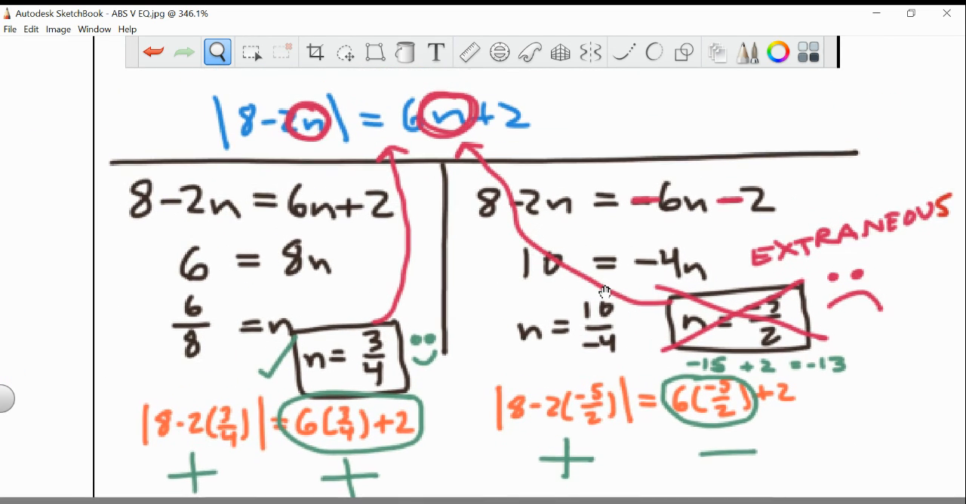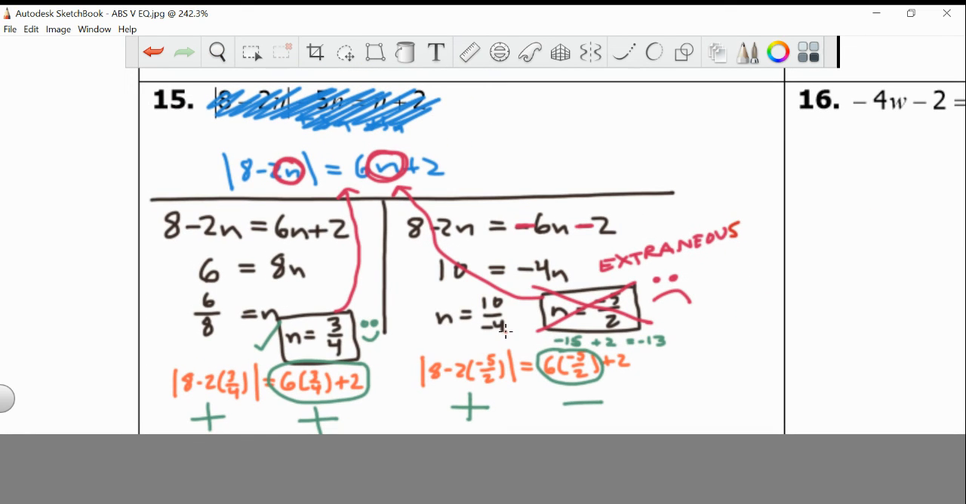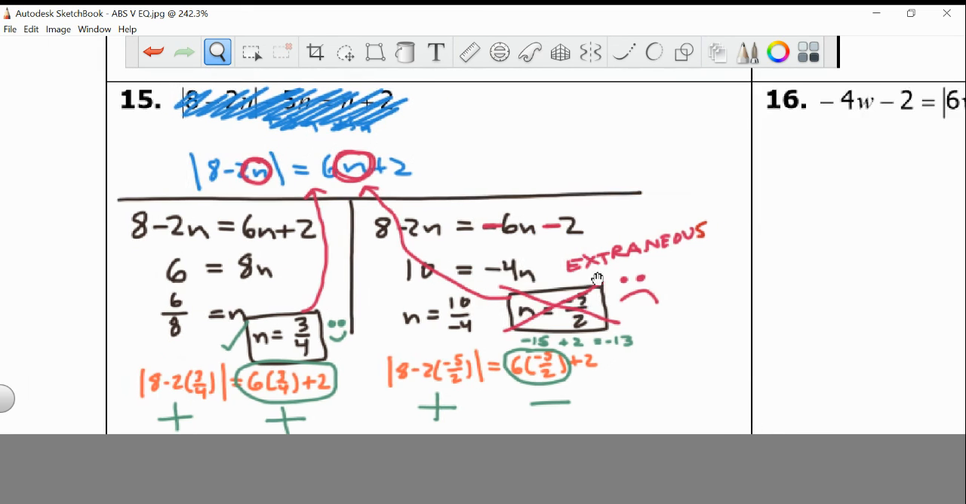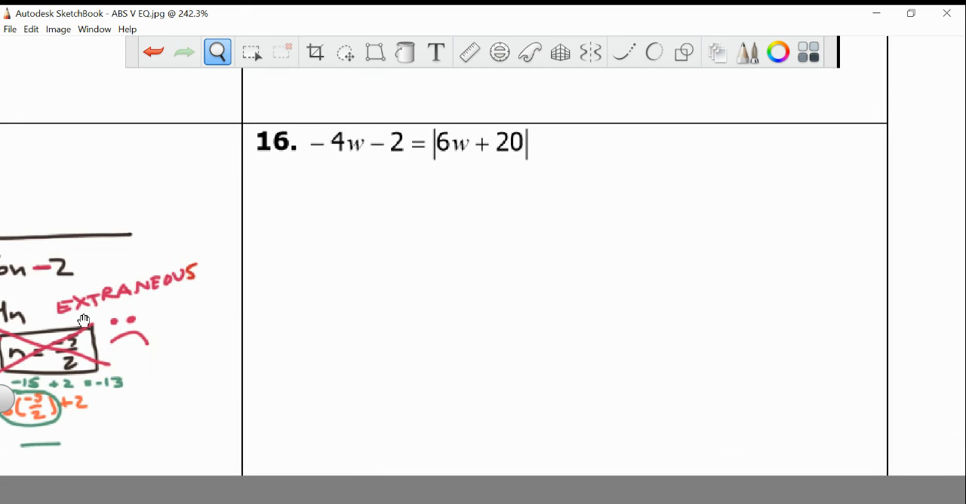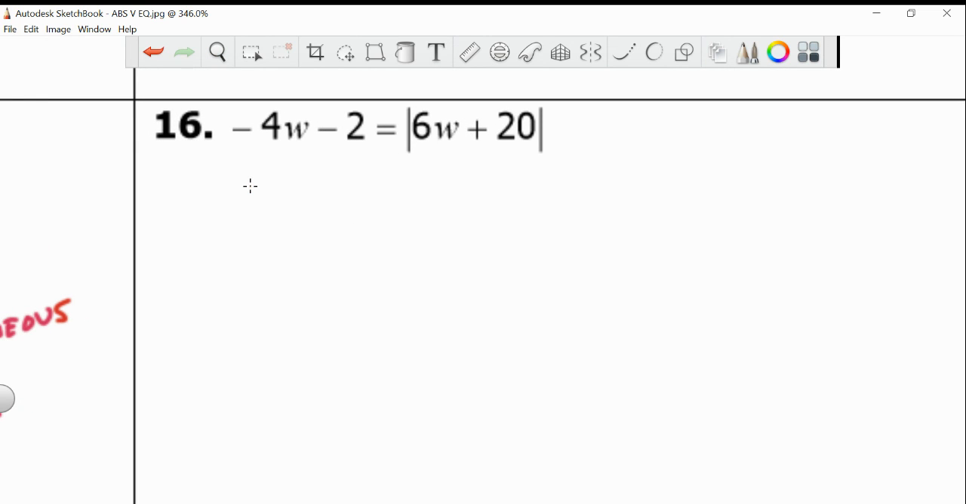We did all the hard work. We did the best we could. We did all the math correctly. It just doesn't work. Okay, so we have to be careful for those. The last thing I want to do really quickly is look at a question like this. And we're not going to finish the whole thing. Is this already isolated? Yes. So I'm going to split it up.